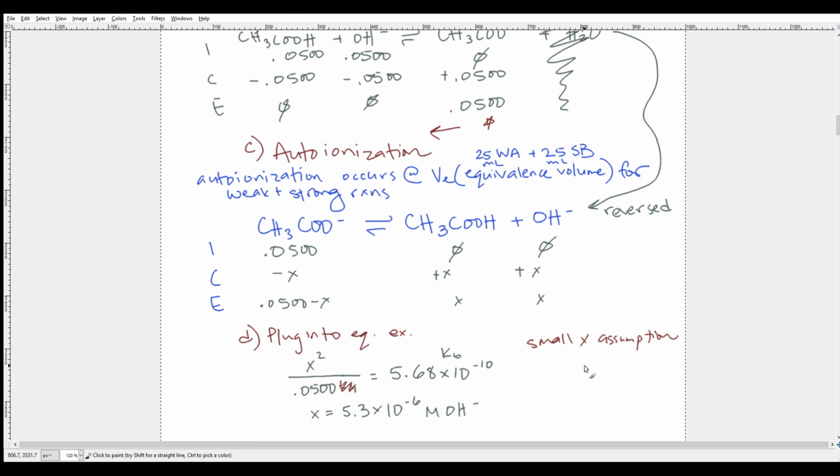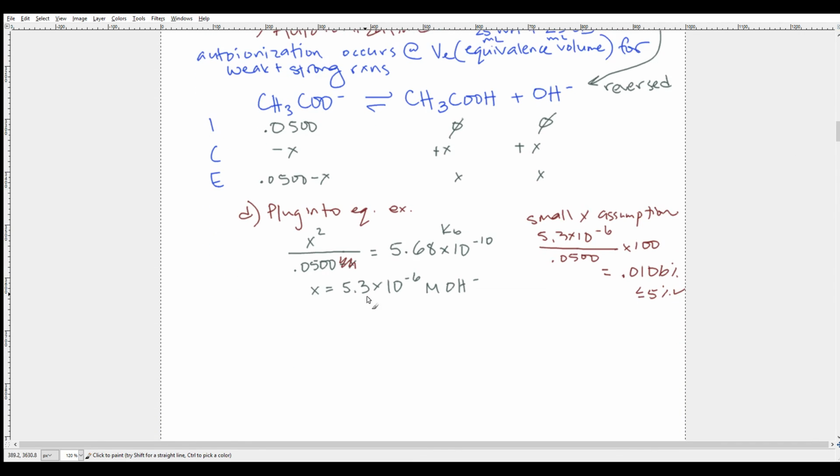Be careful how you abbreviate assumption, by the way. You know who you are. So 5.3 times 10 to the negative 6 over what it's being compared to, times 100. Let's see what that is. You end up with a very small number of 0.0106%, so we are good.